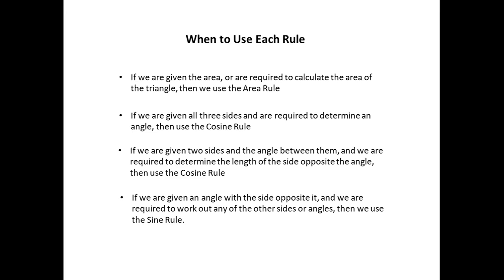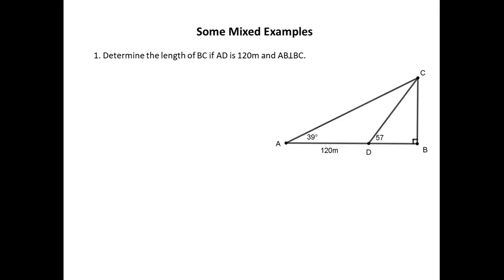And if we're given an angle with the side opposite it, and then we are required to work out one of the other sides or angles, well, then we use the sine rule. And then we beware of the ambiguous case. Okay, dokie. Here are some mixed examples. Example number 1. Determine the length of BC. There it is there, in this diagram.